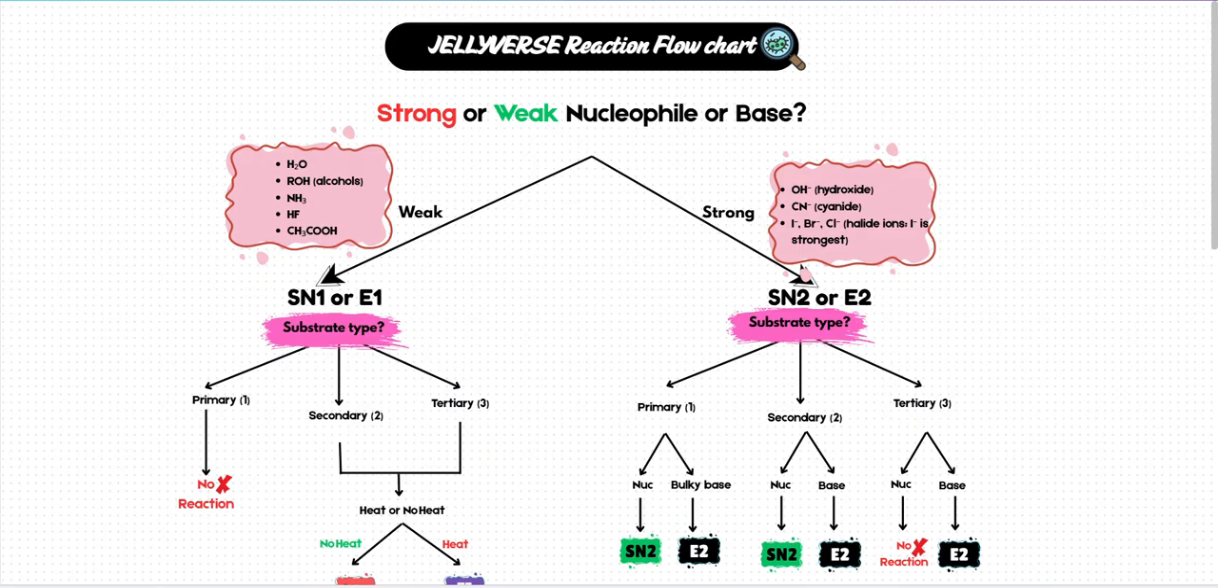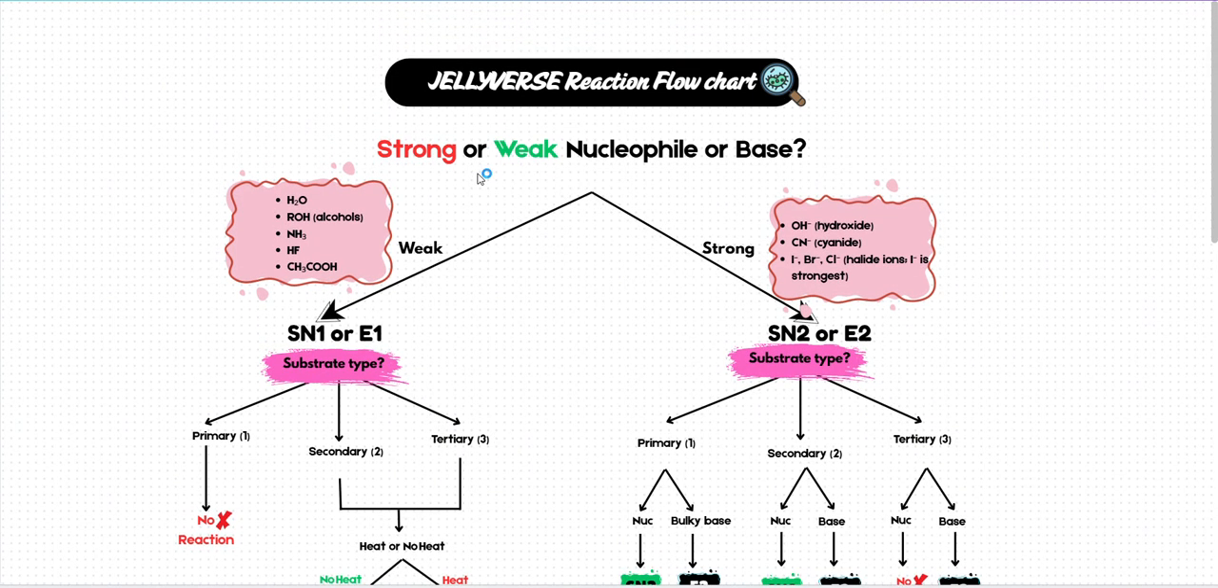Maybe someone might not know the meaning of SN1. So when we are talking about SN1, SN1 is just substitution nucleophilic unimolecular, and SN2 is just substitution nucleophilic bimolecular. With respect to the E1 and E2, E1 is also elimination unimolecular and E2 is elimination bimolecular. So considering these flowcharts, it's either you're having a strong or weak nucleophile or a base.